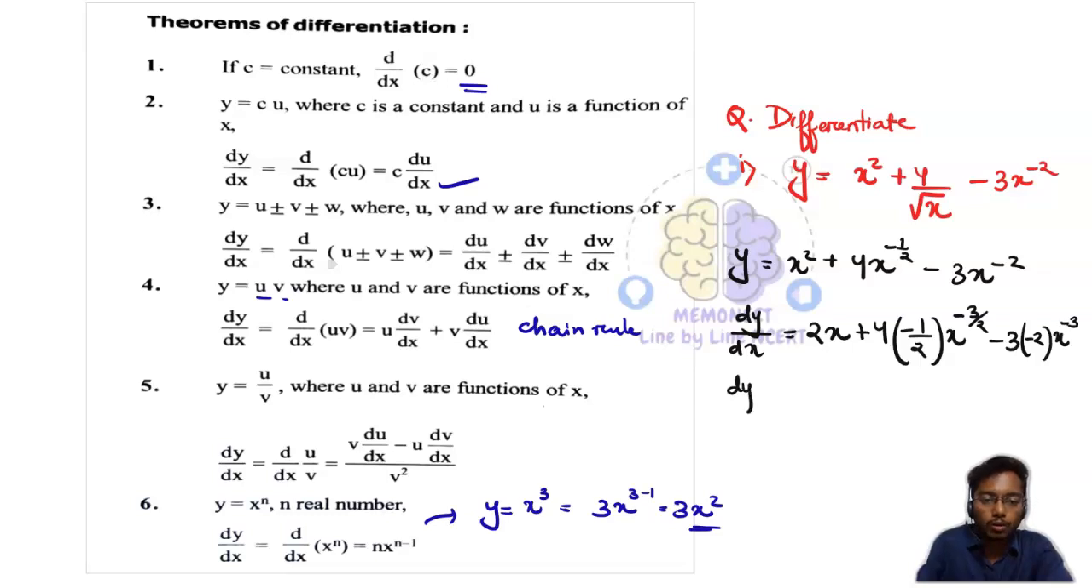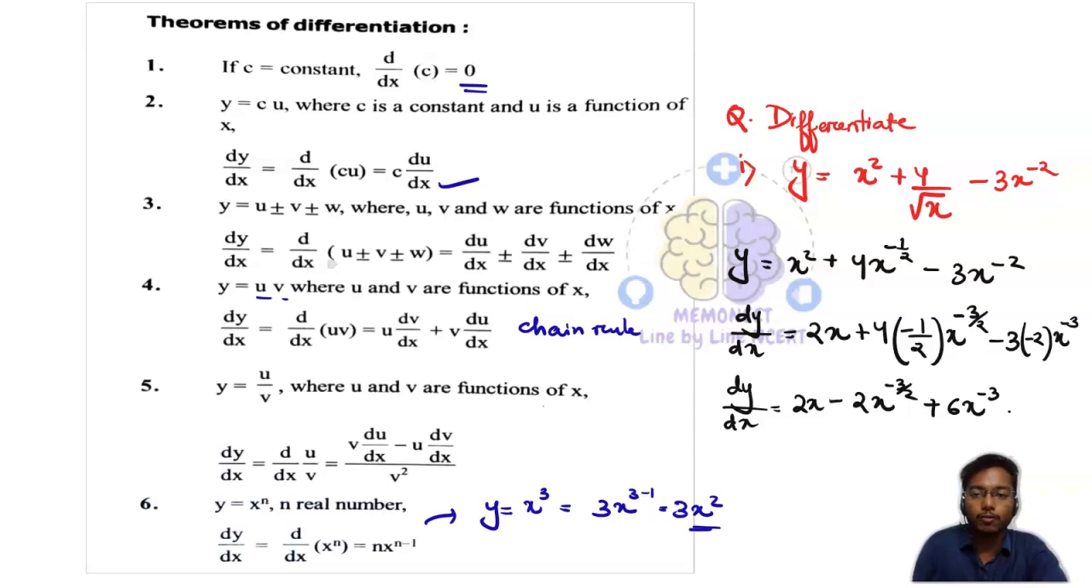Okay, so our answer will be dy upon dx is equal to 2x plus 2x to the power minus 1 by 2 plus 6x to the power minus 3. Okay, so this is our answer for this question.